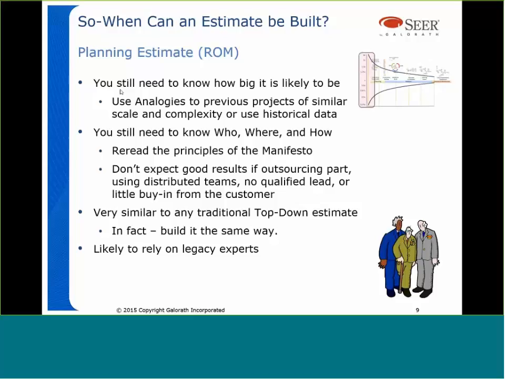All right. So again, it's very similar to a traditional top-down estimate. In fact, I would recommend you even build it the same way. But from a parametric perspective, all you're going to do is be plugging in the fact that ultimately this is going to be an Agile project. And so you reap the benefits of Agile methodology and also the downside of high requirements volatility and some of those other issues. Okay. And again, when you're building a ROM estimate, the old curmudgeons never go away.